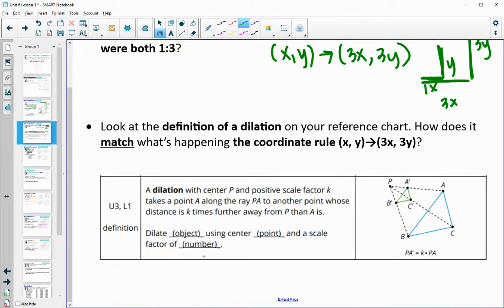And then you do have the definition of dilation on your purple sheet as well. So does this match the definition of a dilation? Okay, and it does because it has this center point and then a ray that goes through it, connecting the image and the pre-image, or the image, the original figure and the image. Okay, and it's K times further, or 3 times further away.